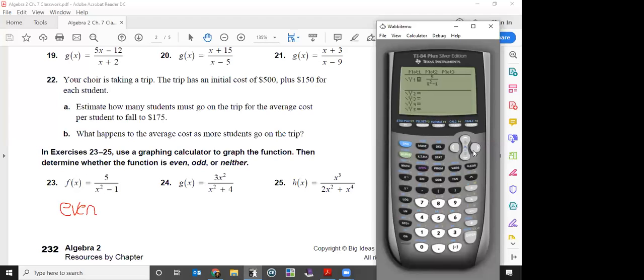Let's try the next one. 3x squared over x squared plus 4. Graph. Okay, again, whatever it does on the right half of the y-axis, I can see it's doing the same thing on the left half. So again, this one is also even because it's symmetrical about the y-axis.